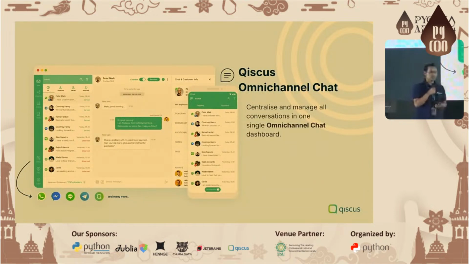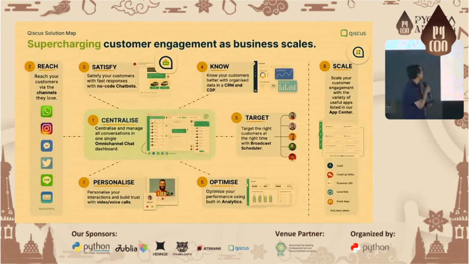Here is our main product, Kiskas Omnichannel Chat, which centralizes and manages all conversations in one single dashboard. We have a Kiskas solution map here. Imagine you have a lot of channels handled in your business, and you can manage them in this platform. From here we can reach many touchpoint channels, such as WhatsApp, Instagram, FBM, Twitter, etc. And then you can centralize all the messages into one single dashboard in Kiskas Omnichannel Chat.